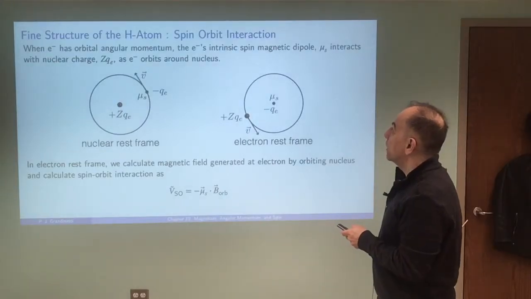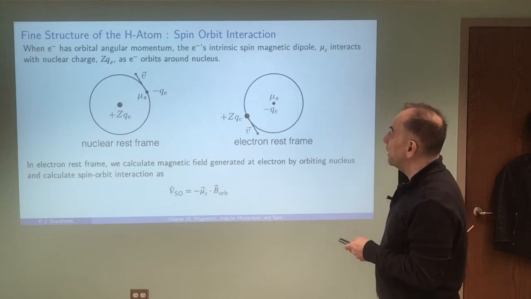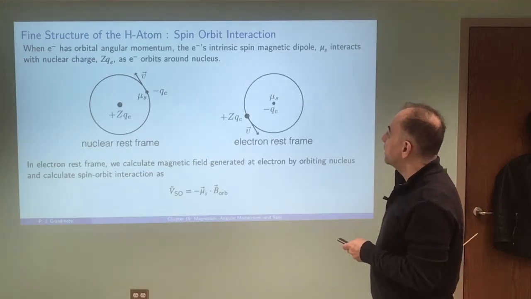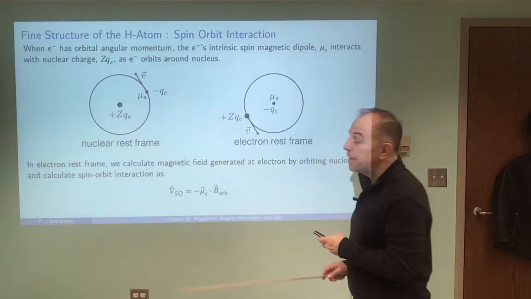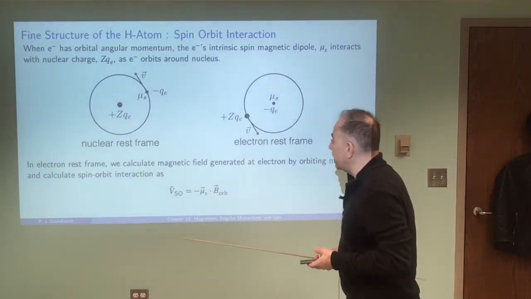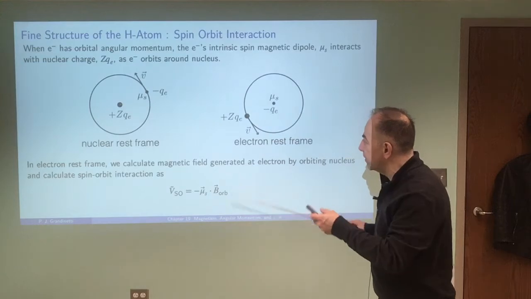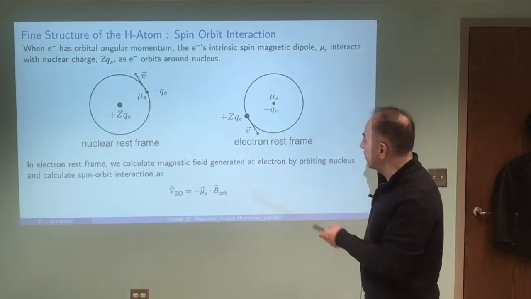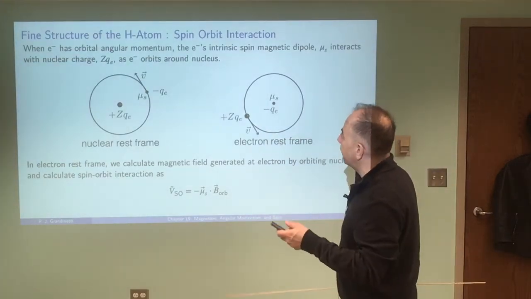Now the next term we're going to look at is something called the spin-orbit interaction. It's the coupling between the electron's spin angular momentum and its orbital angular momentum. And the way we're going to describe this, and we start this out in the text and we do a more detailed derivation there, I'm just going to give you the physical picture and the final result.